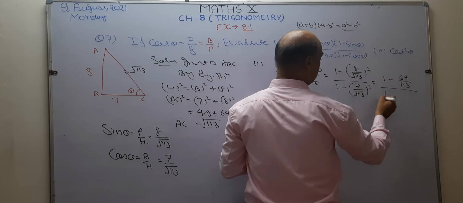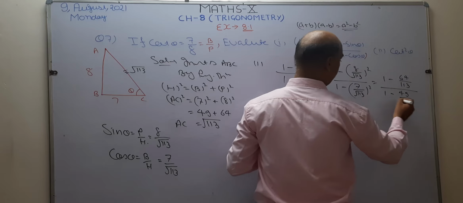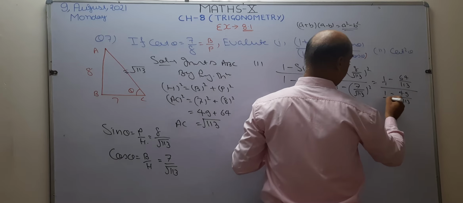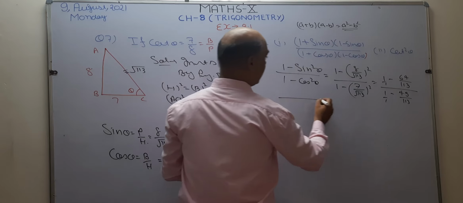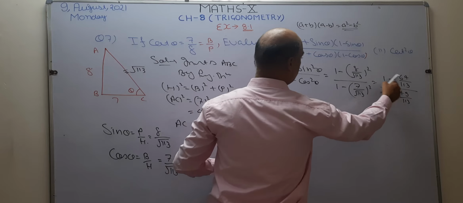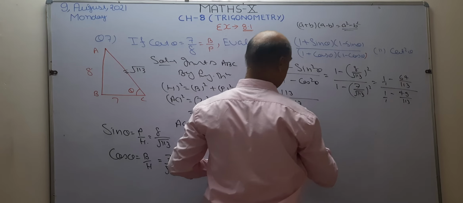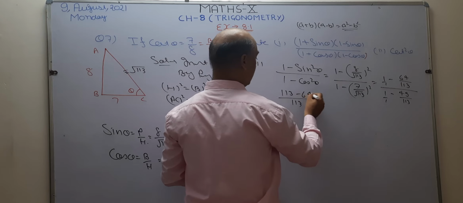In the same way, the next number: 7 square is 49 and the square of root 113 is 113. Now I want to take the LCM. What is the LCM of these two? The LCM of these two is 113. 1 is written, so this LCM is going to multiply by 1. So this becomes 113, and this LCM is cancelled with the LCM. What is left? 64 is left.